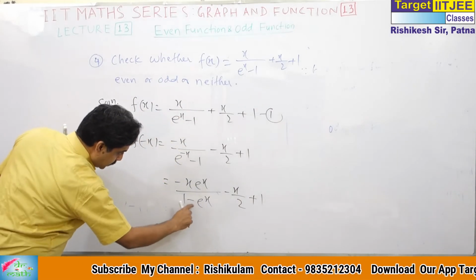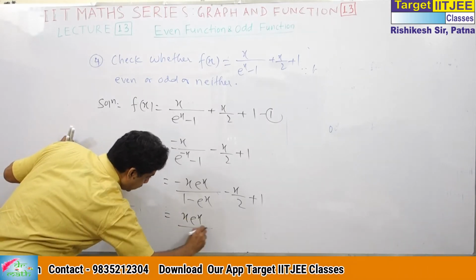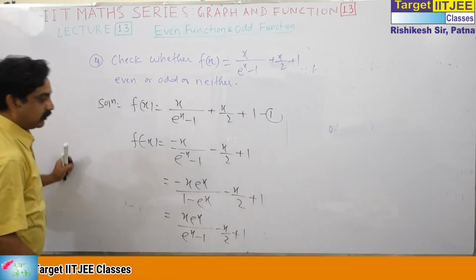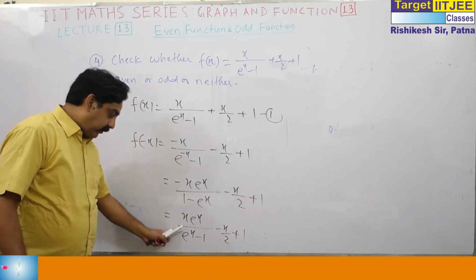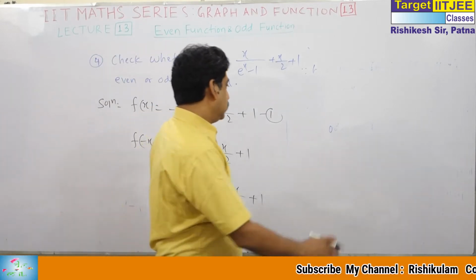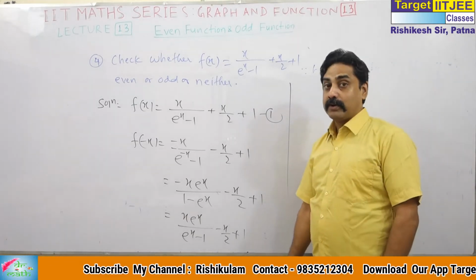I would like to change the direction of this. So this is x e to the power x minus 1 minus x by 2 plus 1. Now, if you go through this, what do you find? That this is neither even nor odd.